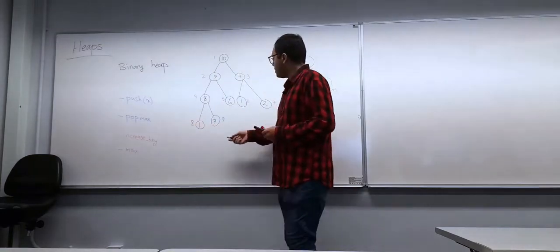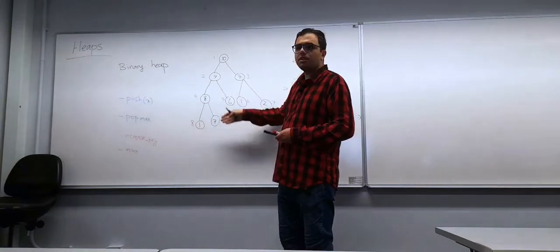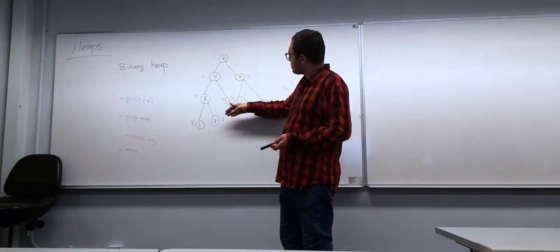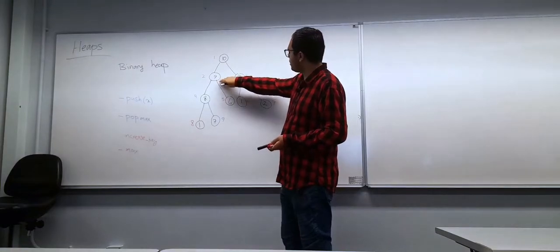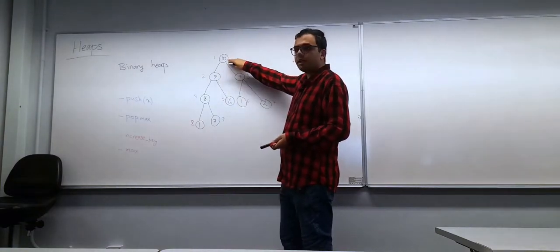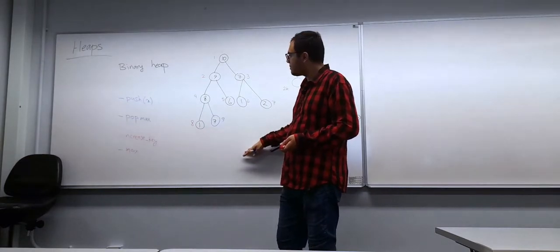And by the way, usually this operation of swapping some element and taking it up the tree is called bubbling up. So I bubbled 9 up, and now I'm at a point where 9 is finally smaller than its parent. So this is a valid heap. I don't have to do anything else.